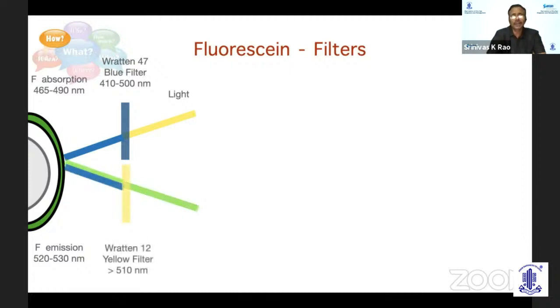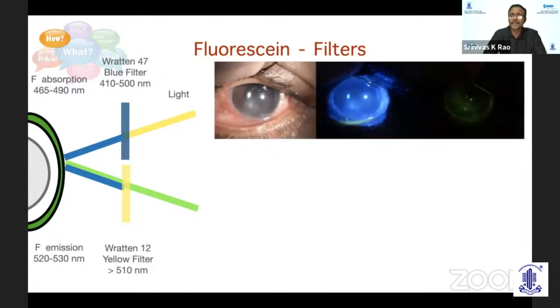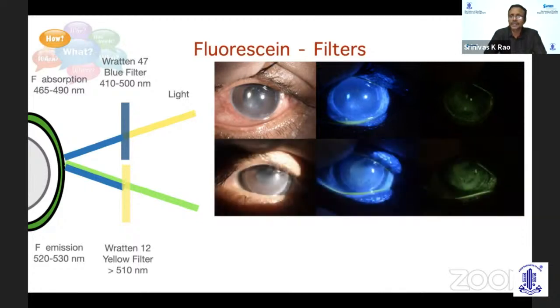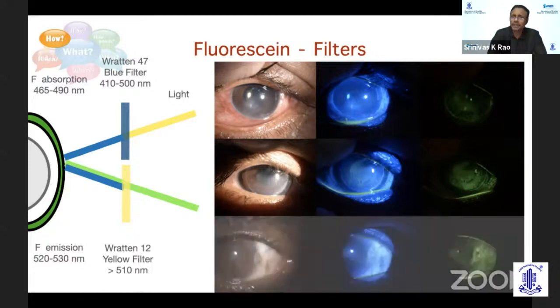If you use a yellow Wratten barrier filter, which knocks off the light below 510 so that the blue light can be blocked, you can appreciate the fluorescence a lot better. Let me show you examples of this: acanthamoeba keratitis, plain, blue, and yellow light. This is a DALK patient with HSV keratitis who is recovering. You can see the comparison once the yellow filter is on for the fluorescence.